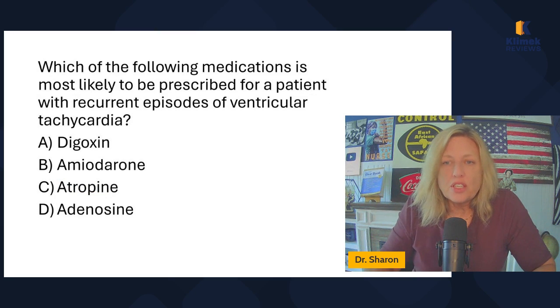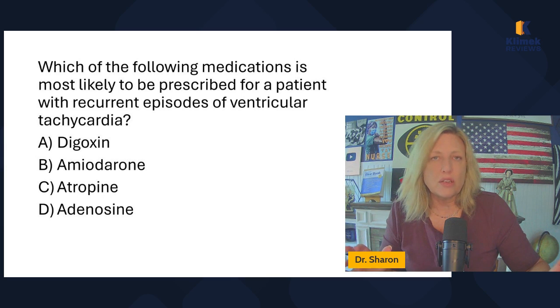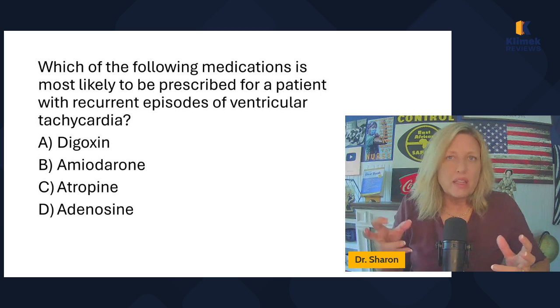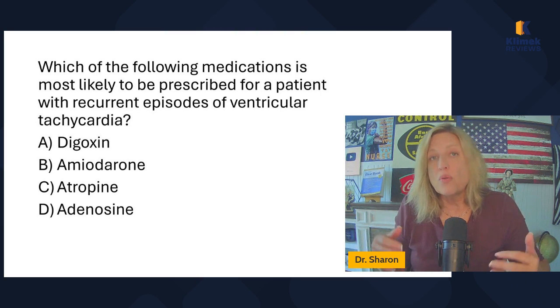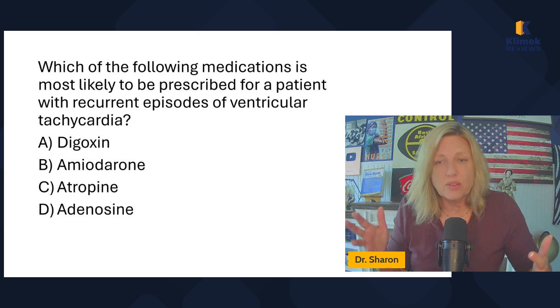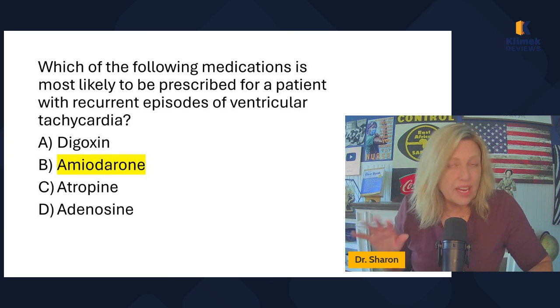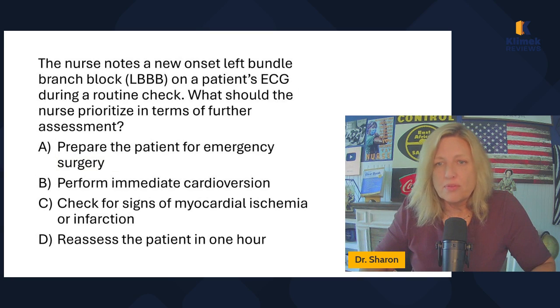Which of the following medications is most likely to be prescribed for a patient with recurrent episodes of VTAC? Recurrent episodes. DIG, amiodarone, atropine, adenosine. The frustrating thing about cardiac meds is they all start with an A. So DIG is out. DIG is when we want to strengthen the force of contraction or we want to control AFib. Amiodarone prevents ventricular tachycardia. Atropine speeds up the heart. Adenosine slows down the heart. So we want to prevent ventricular beats, which is amiodarone.